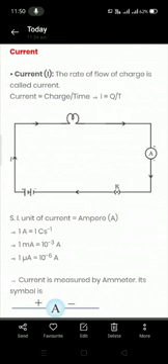Next topic is current. Current is nothing but the rate of flow of charge. Current formula is charge by time taken. Current symbol is capital letter I equal to charge capital Q by time small t. Now the SI unit of time is seconds. The SI unit of current is ampere, capital letter A. As it is the name of a scientist, we will write it as capital letter A.